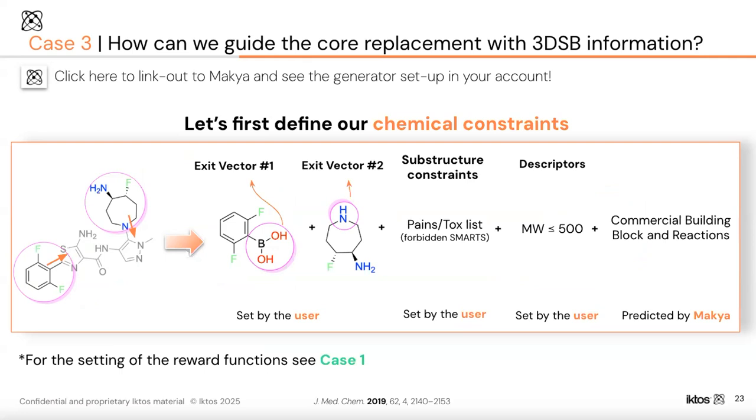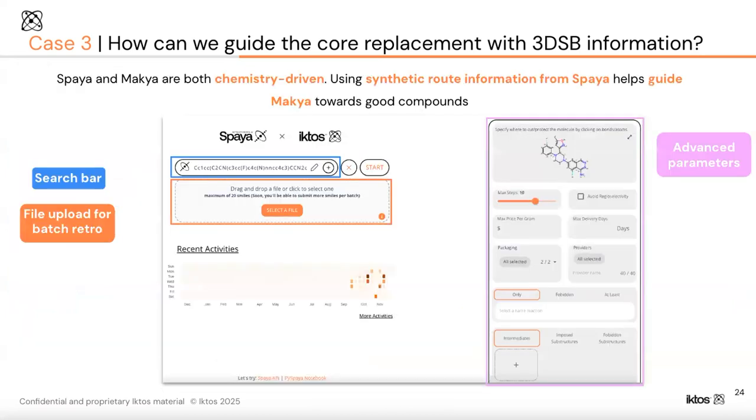Here we set exit vector number 1 and 2, essentially defining where Macchia should connect the two fragments, introducing new core design. From there, we can apply filters such as substructure constraints like PAINS and Tox, and descriptor-based filters like molecular weight. Then Macchia will predict which building blocks and reactions are the best to generate the final molecule from the two starting fragments. Macchia is not working alone.